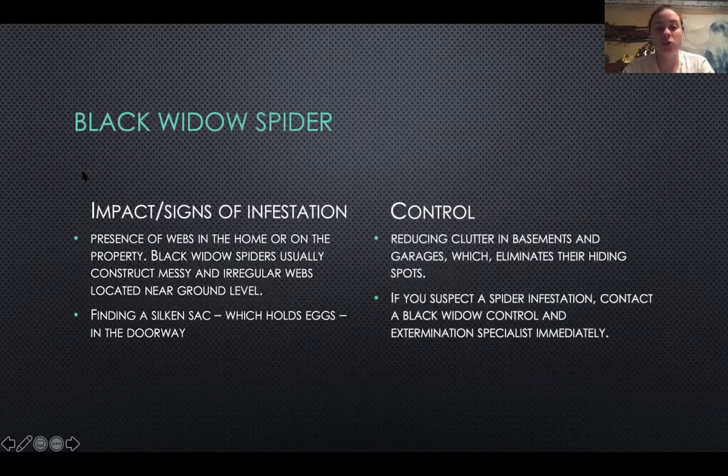Black widow spiders, their impact and signs of infestation: the presence of webs will usually be in the home or on the property, and they usually construct a very messy, irregular web that's closer to ground level. Another sign is if you find a silken sac, it'll probably hold a lot of eggs, and it's usually in a doorway. For control, you can usually just reduce clutter in your basements and your garages and eliminate all their hiding spots.